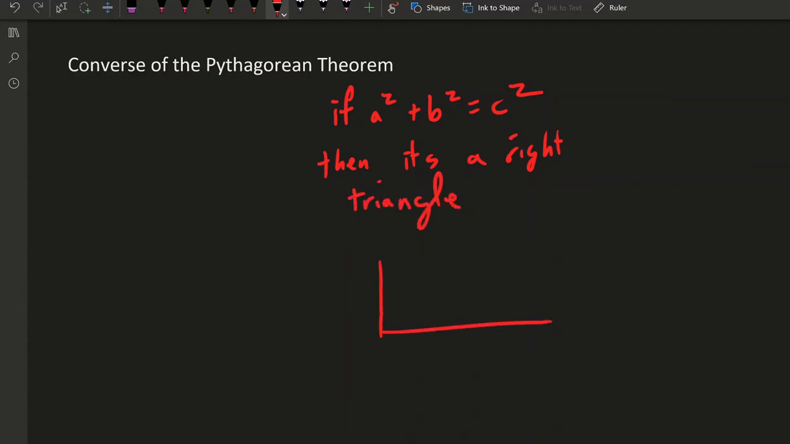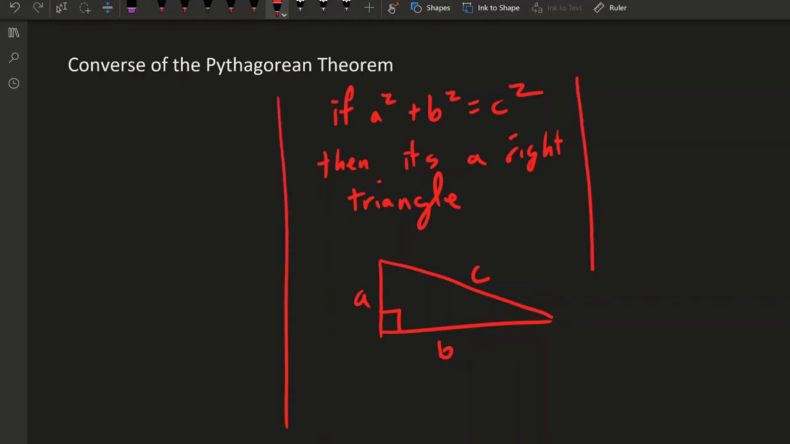So I would get this picture. It would be a 90-degree angle, A, B, and C. Now, this converse has two other pieces to it. If a squared plus b squared is equal to c squared, then it's a right triangle. But what if it doesn't equal? What if a squared plus b squared is less than c squared? And what if a squared plus b squared is greater than c squared?